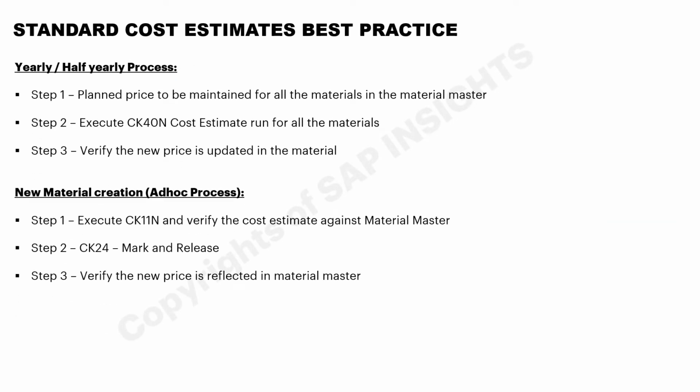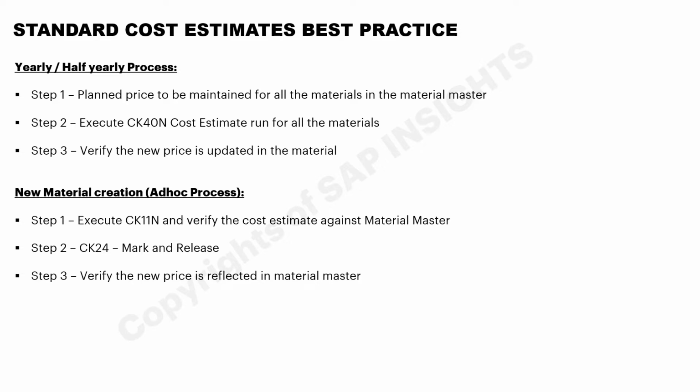Now there are two key important processes in the standard cost estimates. In the manufacturing industry, operationally, this exercise will be done either half yearly or once yearly, depending on the comfort of the management team for their budgeting process. For the half yearly or annual process, we typically perform 3 steps. In step 1, we obtain the planned price from the procurement team. In step 2, we execute the CK40N to run the cost estimate for all the materials, and step 3, to validate the new price updated in the material master.